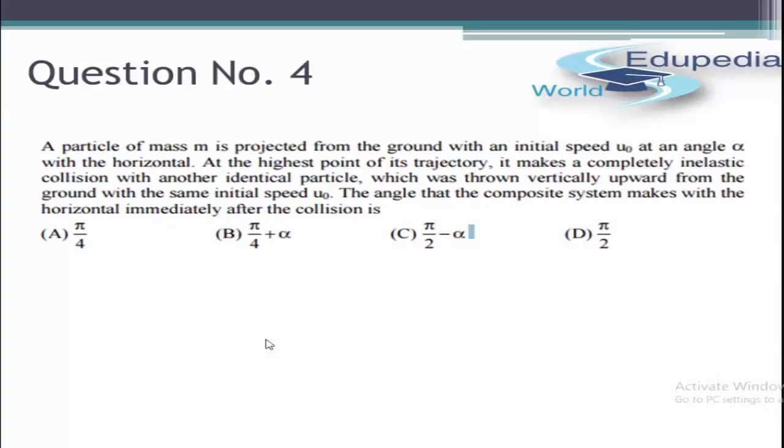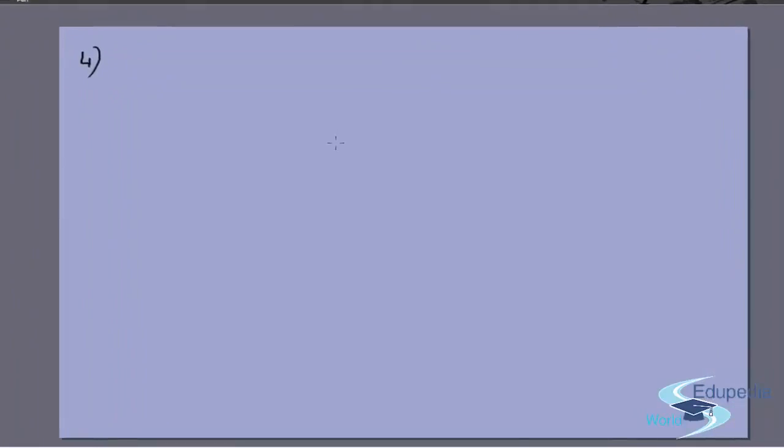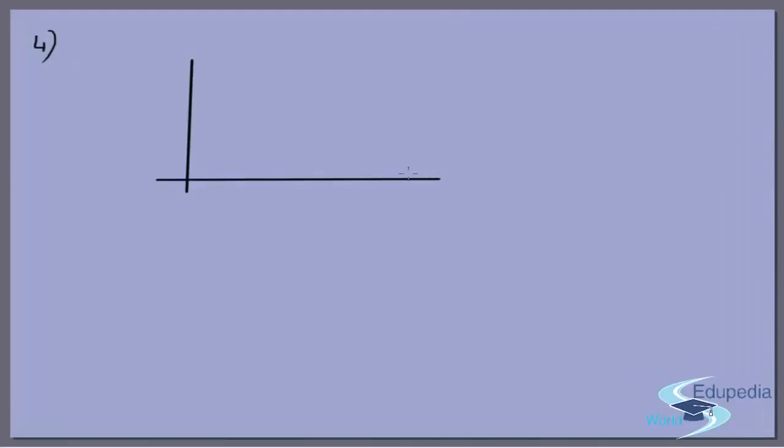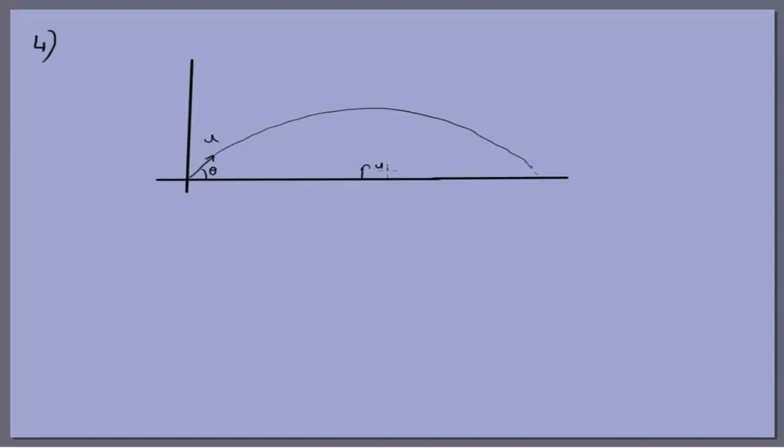So let's do: a particle of mass m is projected from the ground with an initial speed u0, a standard projectile, and at the highest point it makes an inelastic collision with another particle thrown upwards with the same initial speed u0. So first we have a standard projectile, u at an angle theta, going like this, and then when it is at its highest point it hits another particle which was thrown upward with the same initial speed u0. By the time it reaches here, this particle is here as well. So they are both here at the same time.